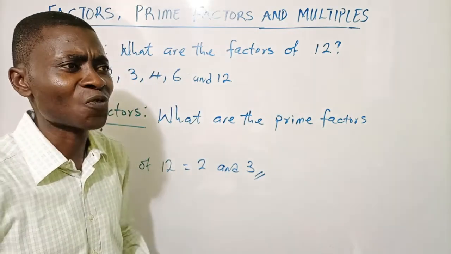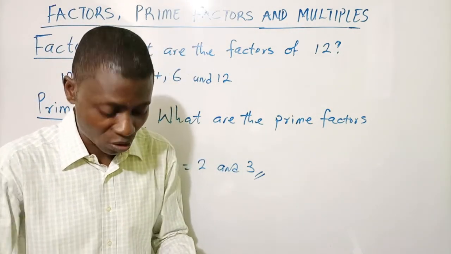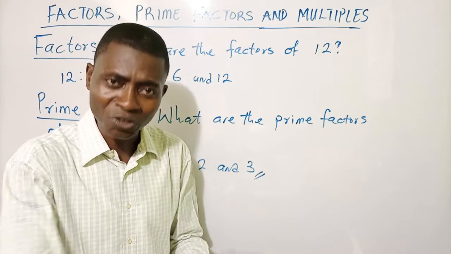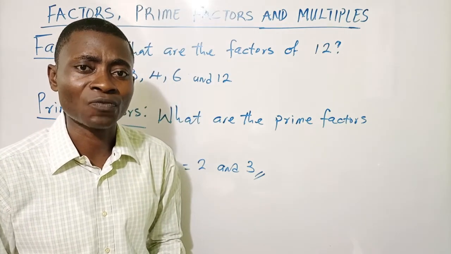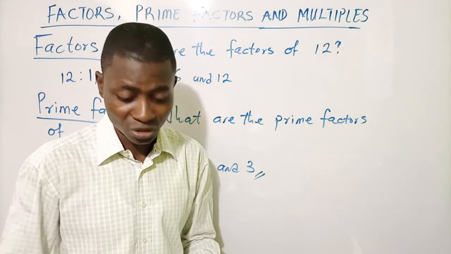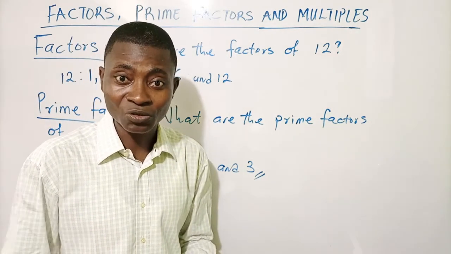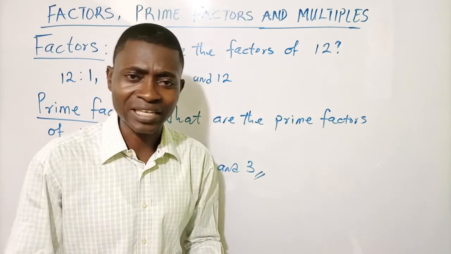So anytime you are asked to find the multiples of a number, just start multiplying that number by 1, 2, 3, 4. Just continue like that. For instance, I ask you, what are the multiples of the number 2? So 2 times 1 is 2. 2 times 2 is 4. 2 times 3 is 6. 2 times 4 is 8. 2 times 5 is 10, just like that.